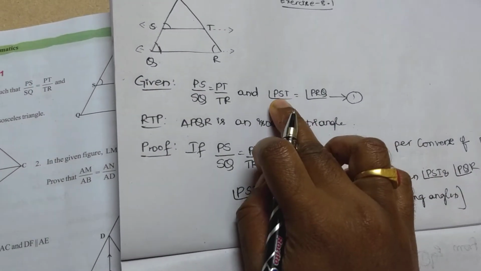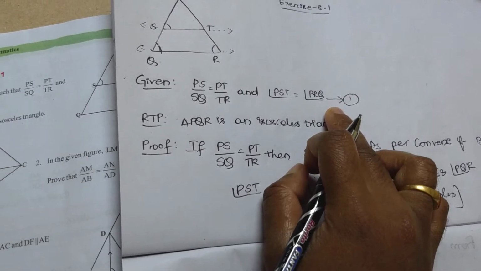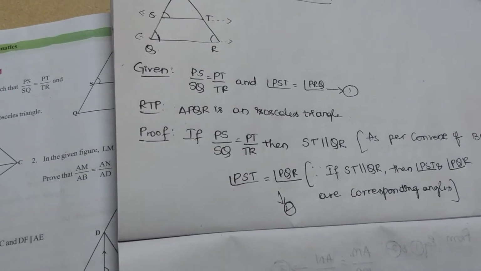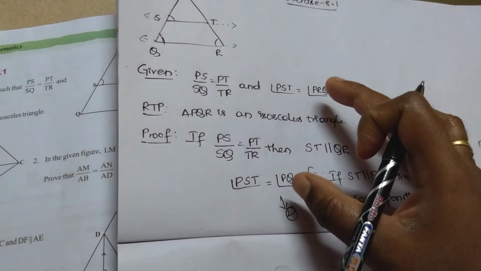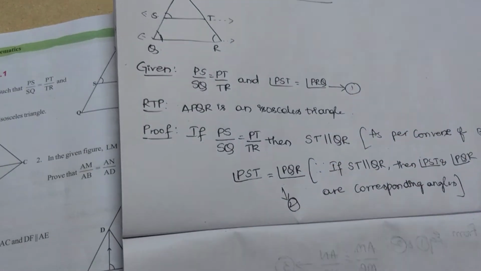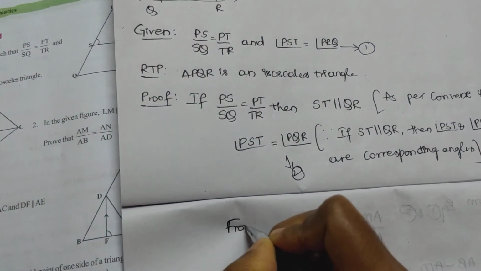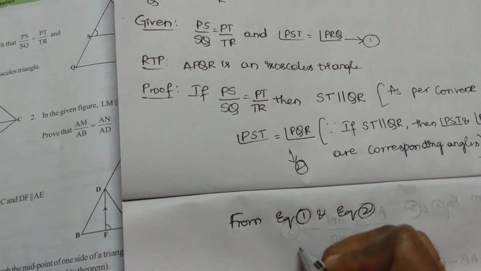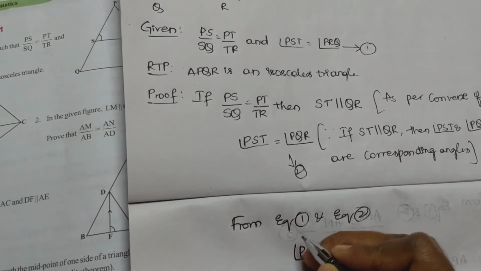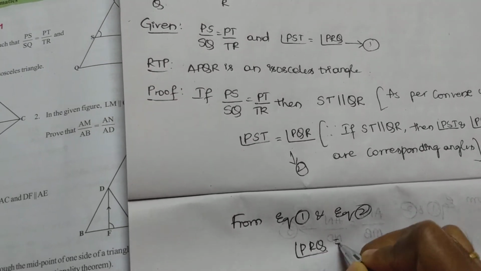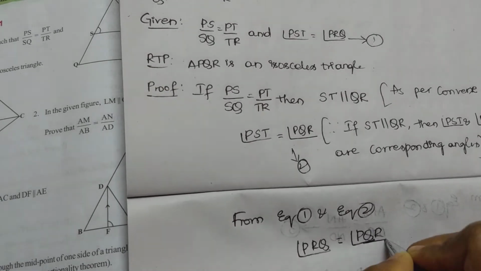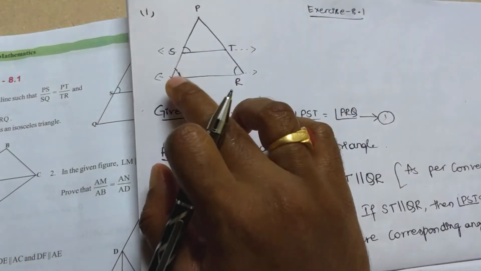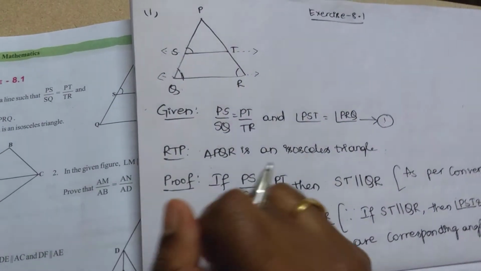Angle PST equals angle PRQ, this is already given here. Angle PST equals angle PQR. From both these two equations you can equate that angle PRQ equals angle PQR. So write the same thing here. From equation 1 and equation 2, angle PRQ equals angle PQR, correct? That implies in this triangle, angles Q and R are equal.